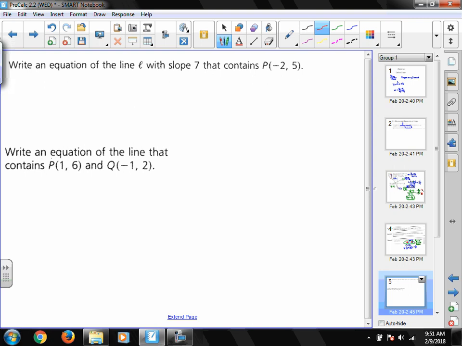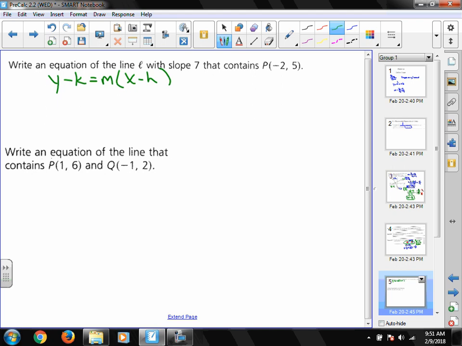So how are we going to use this to our advantage? I really like this form. I think it makes things go a little easier. So we're going to write the equation of a line with a slope of 7 that contains the point -2, 5. So you have that point slope form, y minus k is equal to m times x minus h.